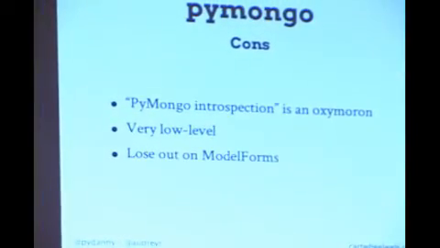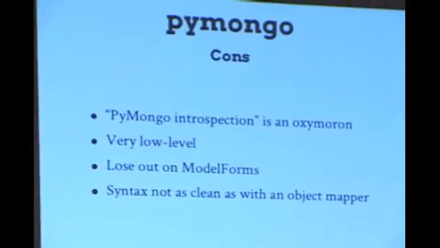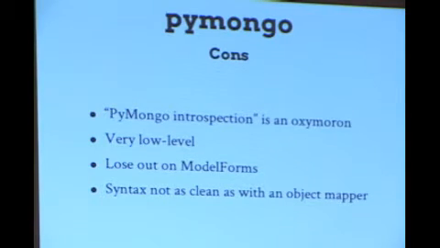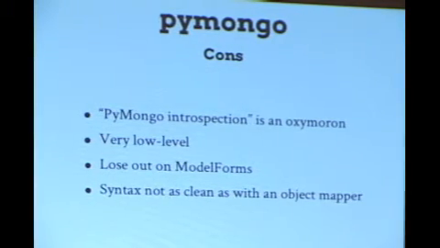There are some problems. You're basically working off the shell at this point, or you're using third-party tools. There are some open source ones, there are some expensive ones. When we went around asking, everybody was using expensive ones, so that's a problem right now. It's very low level. You're writing a lot of stuff, and if you care about validation, you're writing that yourself. And you lose out on model forms and admin and all that stuff. And there are those who believe that it's not as clean, as elegant, or as fast to develop with as an object mapper, and they would be correct.